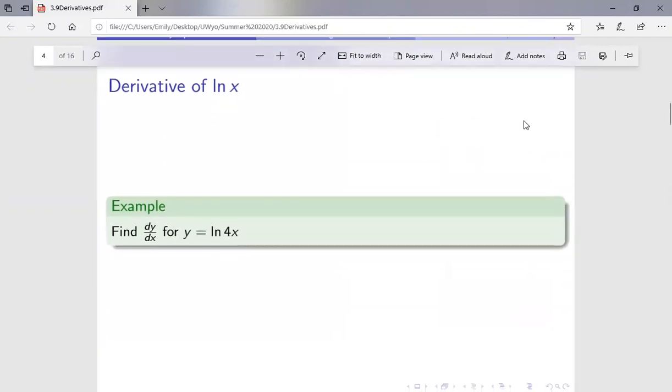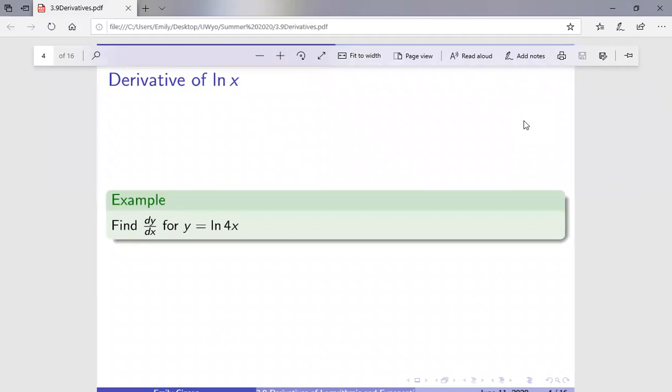So first off, let's try and take the derivative of y equals the natural log of 4x. And you can go ahead and give this one a shot on your own.